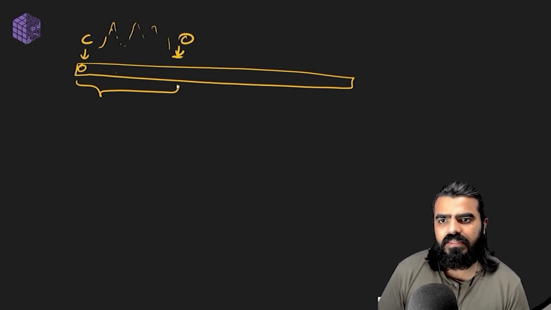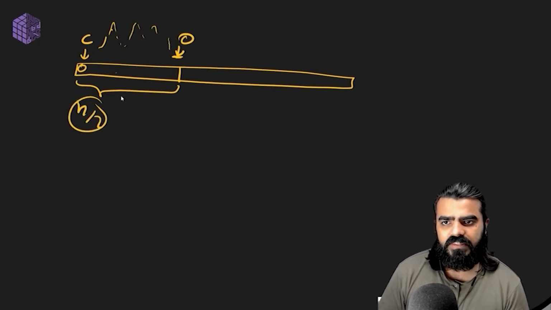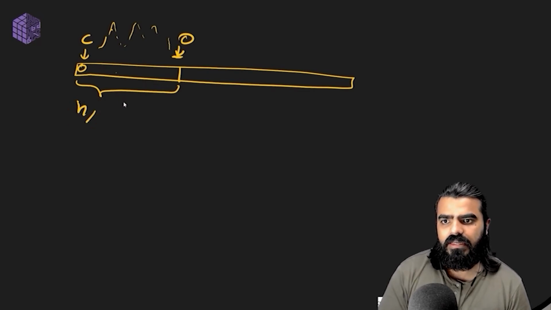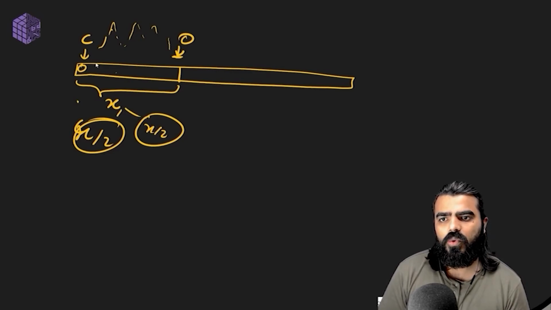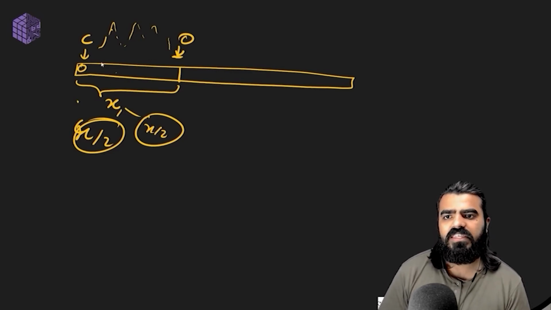That means in this whole part, firstly this will be an even-length part, and there are equal numbers of elements. The number of occurrences of C is coming out to be n by 2 times, if this is n. Let's take it as x only. In this part C has come x by 2 times and other elements have come x by 2 times.